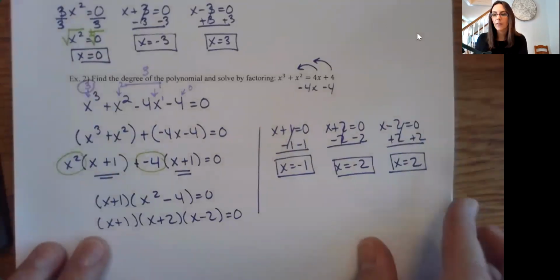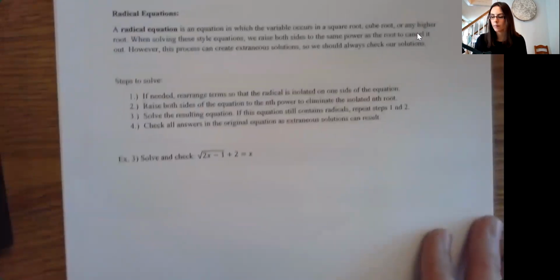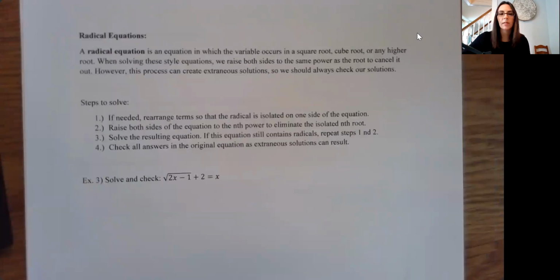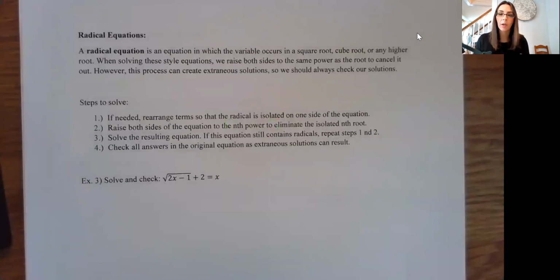Now let's look at a different type of equation. And next we're going to do radical equations. So radical equations are equations that have some sort of variable under a square root, a cube root, or any higher root, a 4th root, 5th root, etc. So you see a root symbol or a radical symbol.